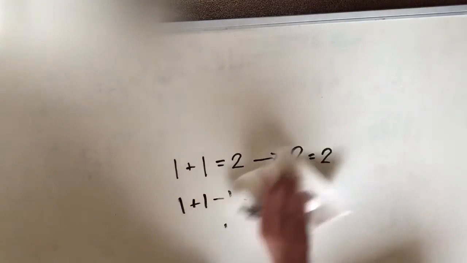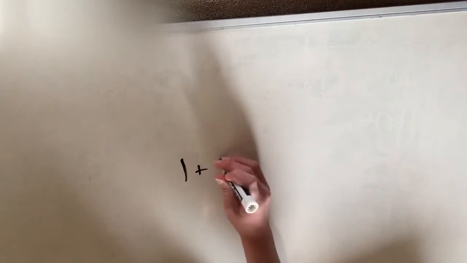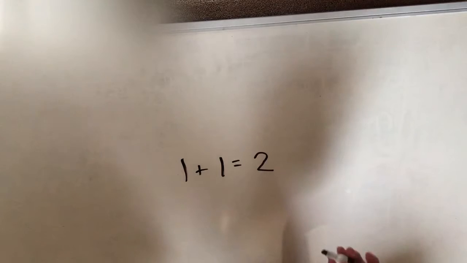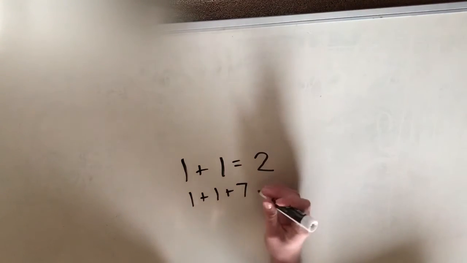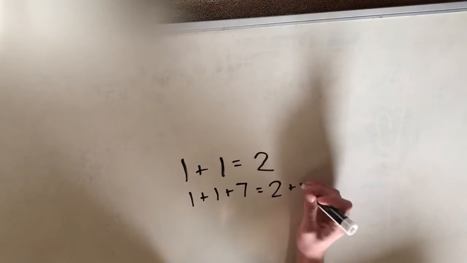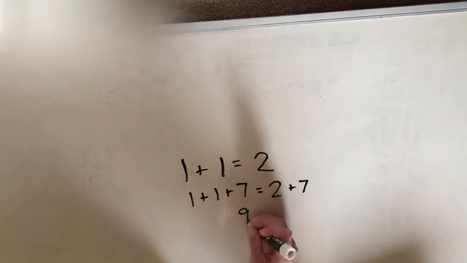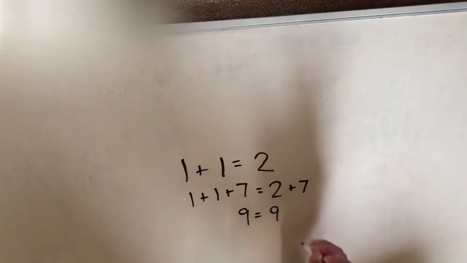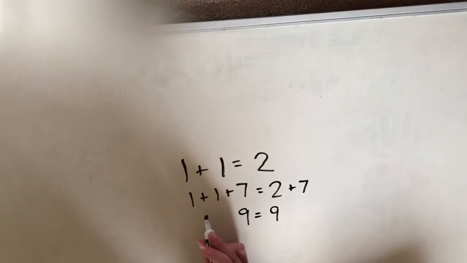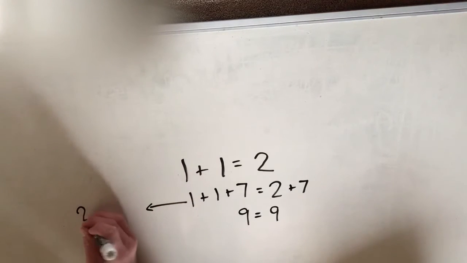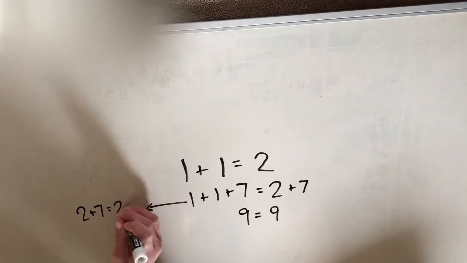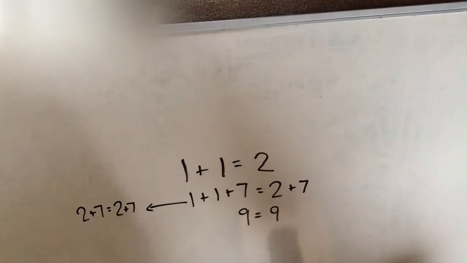So say we go back to just 1 plus 1 equals 2. Let's say I want to add 7 to both sides. So I'll have 1 plus 1 plus 7 equals 2 plus 7. And if we simplify these, we'll get 9 equals 9. And what you could actually just do is simplify the 1 plus 1 over here. So for this step, what you could actually do is just do 2 plus 7 equals 2 plus 7. And you would just know that that's equal because it's the exact same thing on both sides.